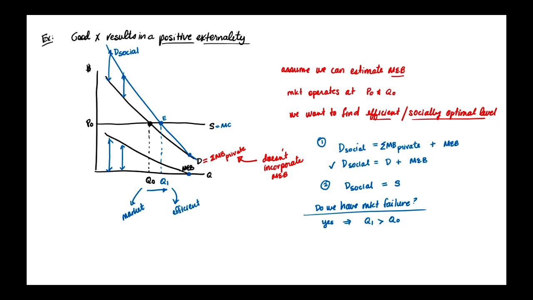Everybody with me? So be precise. Help me know that you get this. So yeah, we have market failure. How do we know? Because Q1 is the socially optimal or efficient level, and Q0 is where the market is going to operate. So what's the nature of the market failure here, folks? The market is over-allocating or under-allocating? Under. Yeah, the market is under-allocating.